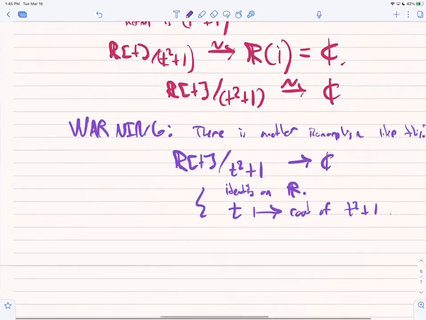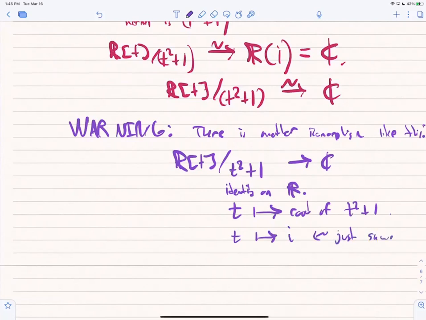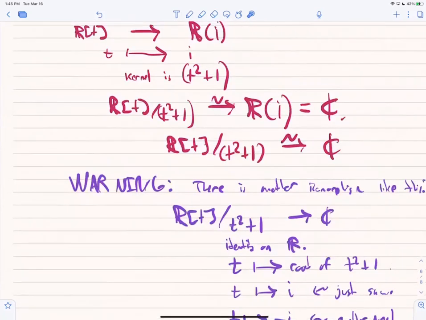So you could take the map sending T to i, this is what we just saw. But of course, there's another root of T squared plus 1 over the complex numbers. You could also send T to minus i. And so this is another map from this more abstractly constructed field to this concrete field, the complex numbers. And it's also an isomorphism.